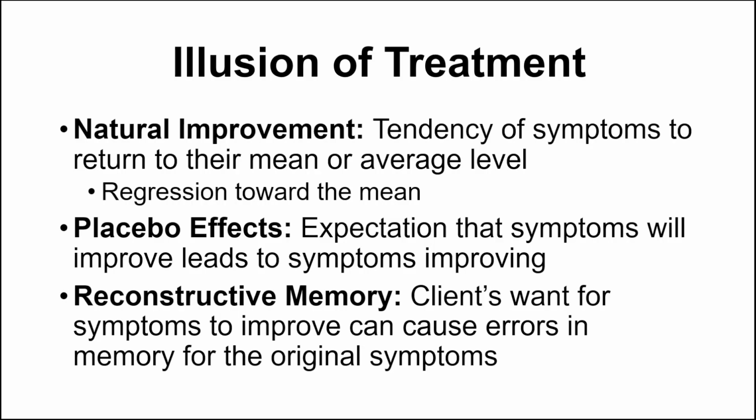We have the natural improvement of a client. So this is something where, if you're familiar with some of the statistics terms, you might have actually encountered something called regression towards the mean. And this is exactly what natural improvement in the text is referring to. So this is a tendency for symptoms to return to their mean or average level. And that seems kind of weird. Why would it return to a particular level?